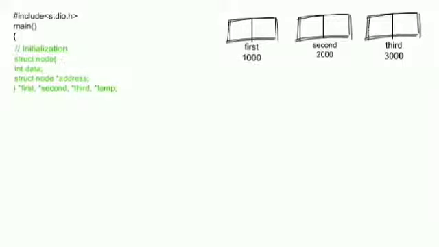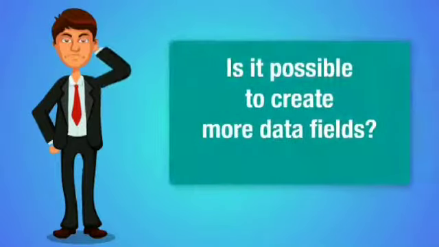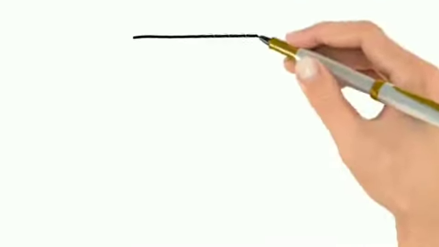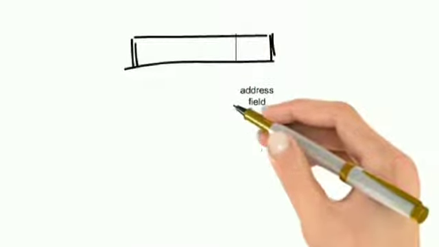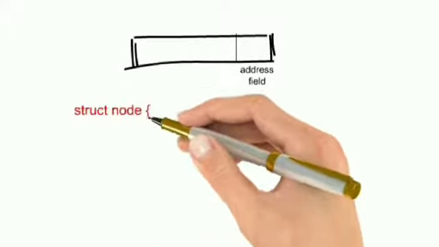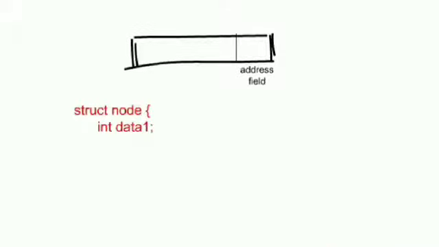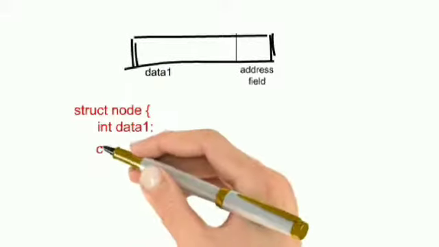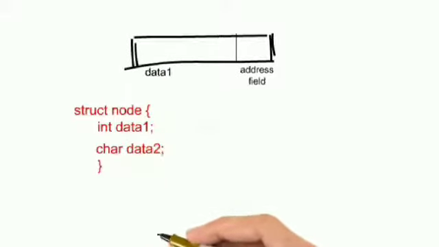Now memory is allocated for the members of the structure. This is how we initialize. Of course, most of you have this doubt. Is it possible to create more data fields? The answer is yes. Consider a node with 2 fields. From int data1, my data1 field is allocated. You can also allocate another data like this. In this way, we can feed n number of data in a structure.